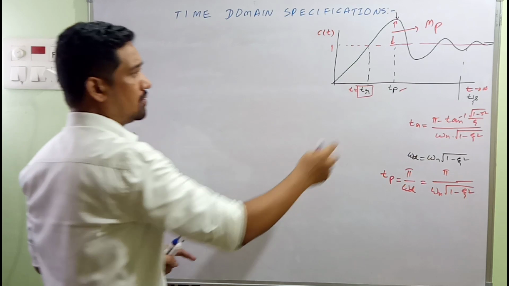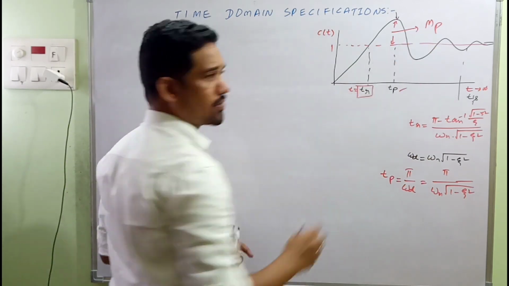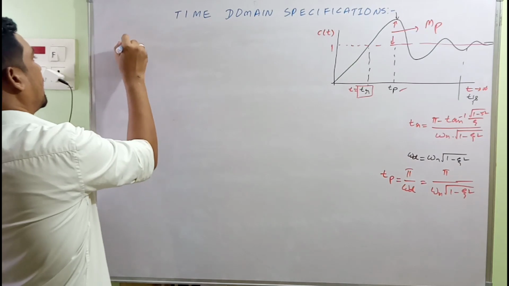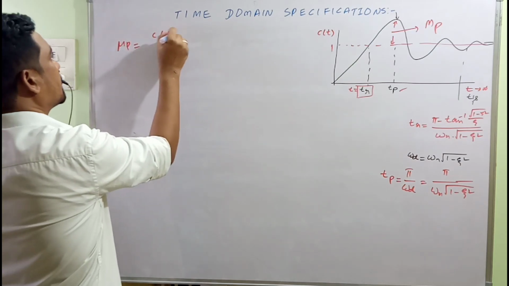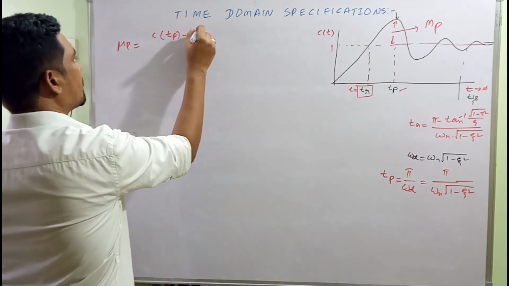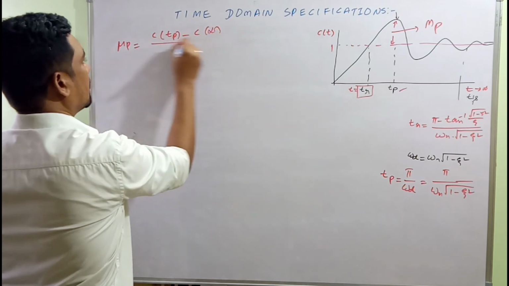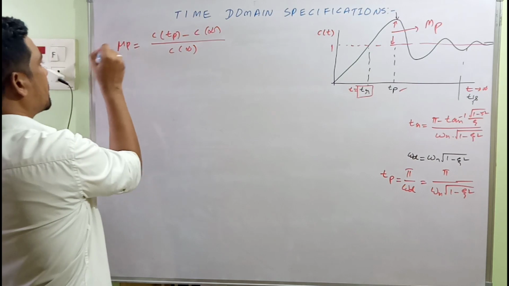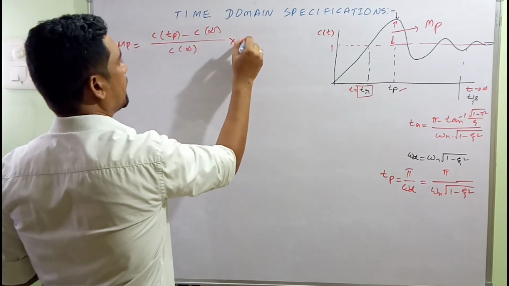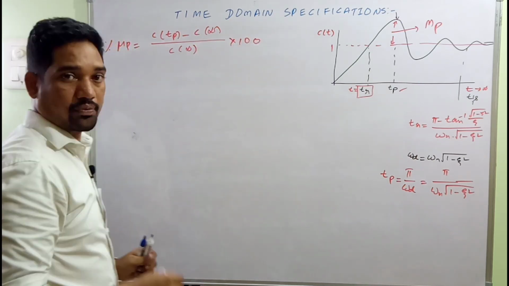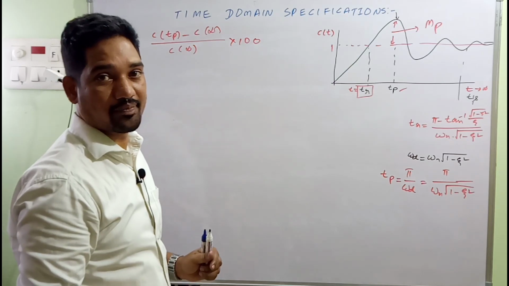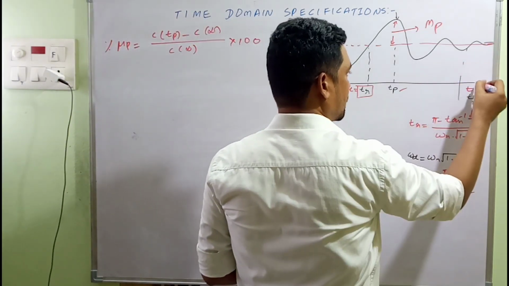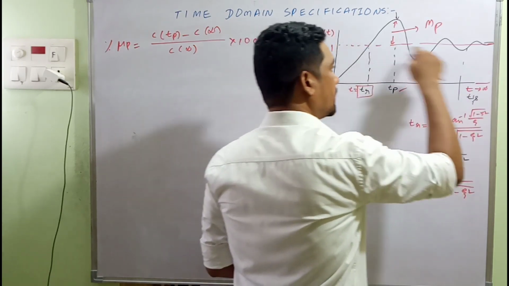How to evaluate the expression for maximum overshoot? We have a definition for maximum overshoot, given by Mp equal to c of Tp minus c of infinity, upon c of infinity. If it's percentage, Mp into 100 will give us the percentage overshoot. That isn't a big deal. Now what is c of infinity? It's 1. As t tends to infinity, c of infinity will be 1.